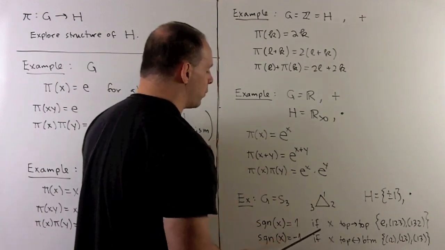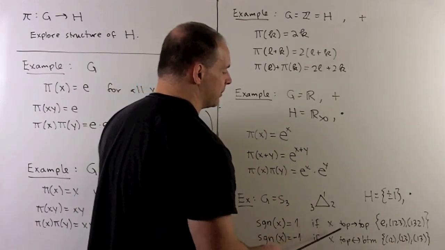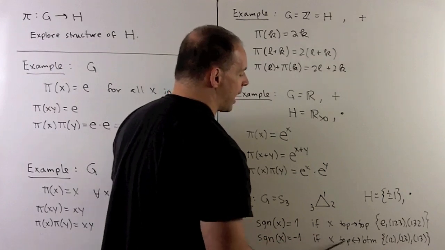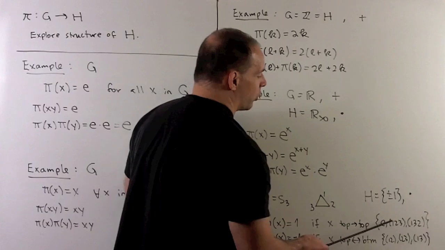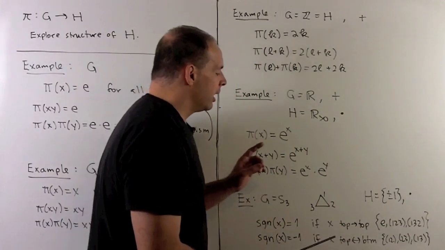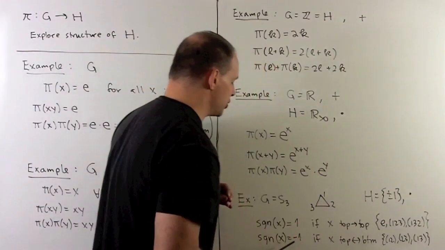So we've looked at this before, the types of symmetries that keep the top going to the top or switching the top with the bottom. So we have x equal to the identity and the rotations in the first case, and the reflections in our second case.